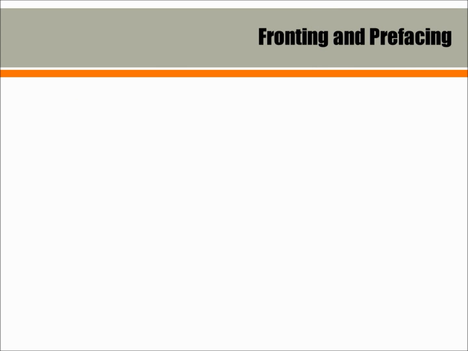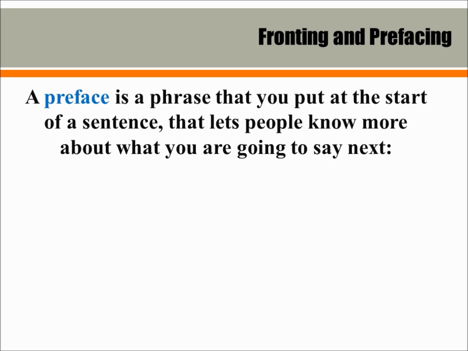Today we're going to look at fronting and prefacing in English. Firstly, we'll have a look at prefacing. A preface is a discourse marker, that is, a word or phrase that you put at the start of your sentence, usually followed by a comma, that lets the person who you are talking to or writing to know more about what you're going to say or write next.